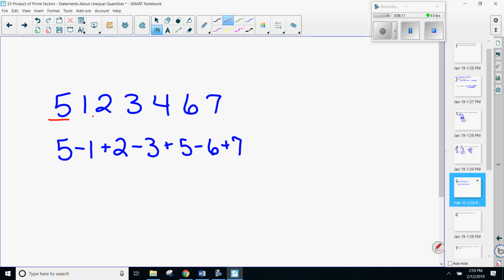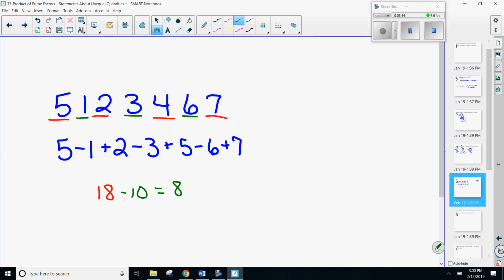So what is 5 plus 2 plus 4 plus 7? What do you get when you add those together? 18. Then you're going to look at the other numbers. 1, 3, 6. What's that give you? 10. The difference is 8. Is 8 divisible by 11? No. So is that number divisible by 11? No. It is not. You either have to get 0 or you have to get a number that's divisible by 11.